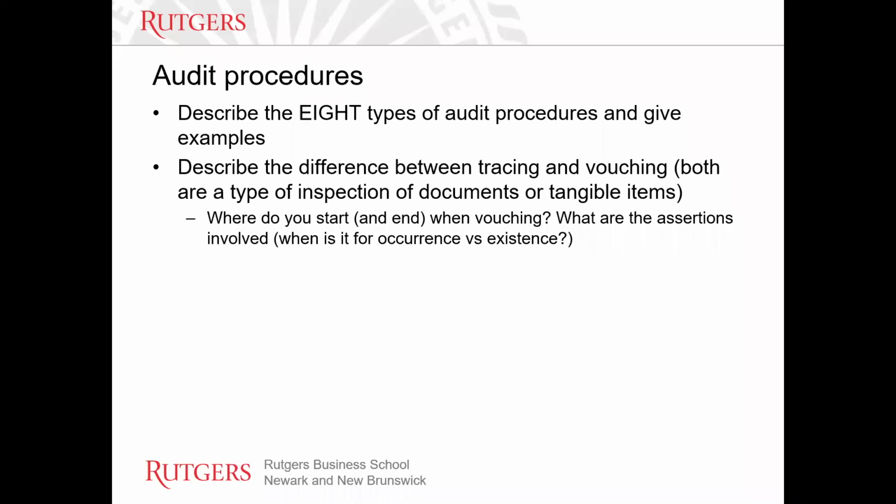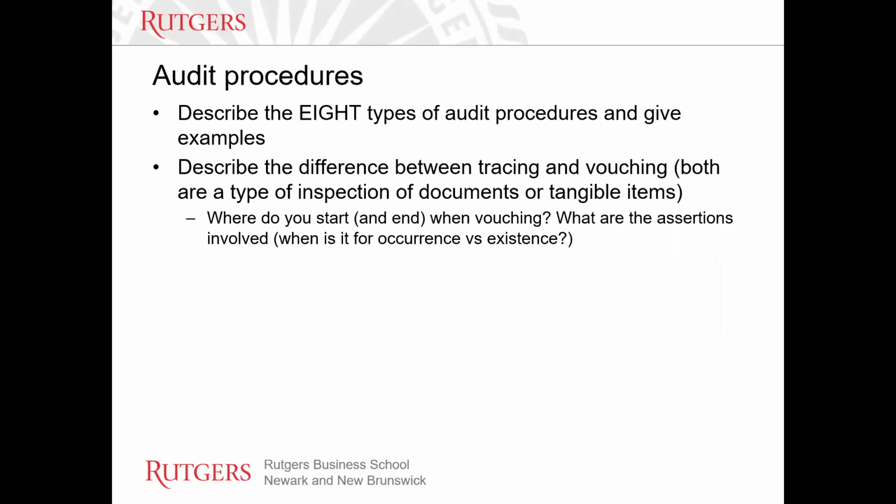It's occurrence. Remember when we first went over those assertions and I said, remember that some of them have to do with balance sheet items and some of them have to do with income statement items. Revenue, sales, expenses are on the income statement. So if we are vouching revenue, sales, we don't vouch for existence, we vouch for occurrence. Remember I kept saying, did it actually happen? Because that was the key question from when we went over the assertions.